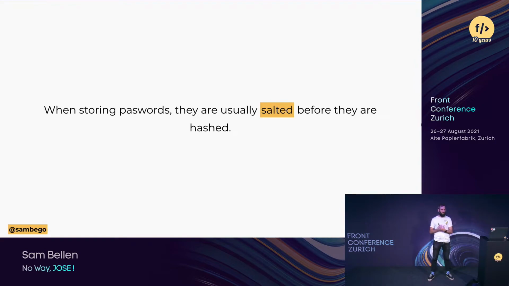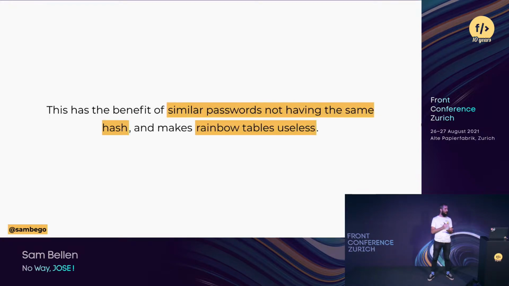just because if you store them, you add salt, which is a random piece of data that you add to the password, just so you cannot use rainbow tables, for example. And this has the benefit of similar passwords not having the same hash, making rainbow tables useless. Because if you can imagine, if you enter your password, password1234, and your colleague has the same password, password1234, your hashes will be the same.